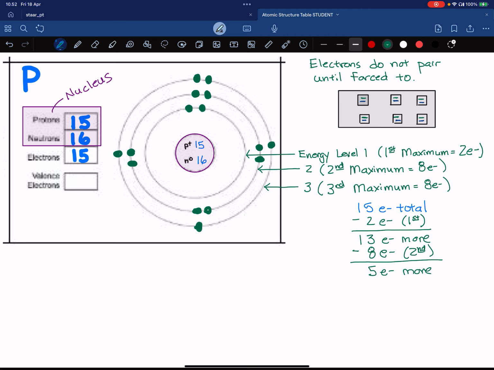And so phosphorus is going to have 1, 2, 3, 4, 5, 6, 7, 8, 9, 10, 11, 12, 13, 14, 15 electrons, just like we wanted, and it will have 5 on the outside shell: 1 pair and 3 that are not paired. And that's the way you do electron structure for atoms.